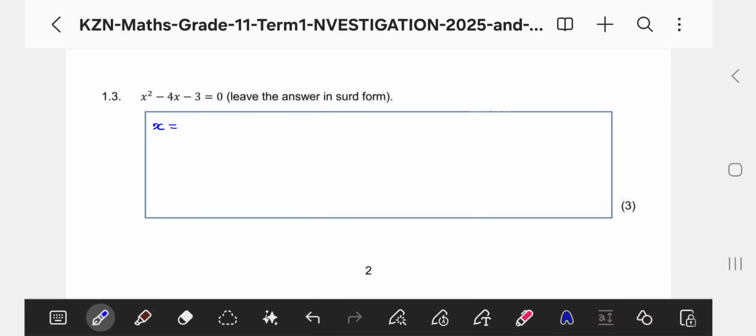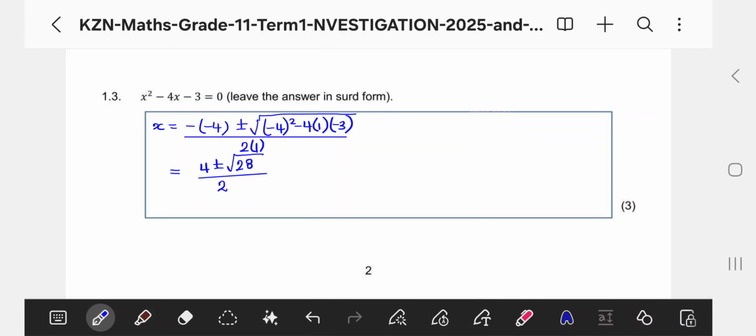So let's substitute. Negative b plus or minus the square root of b squared minus 4, a is 1, c is negative 3, all over 2a, so all over 2 times 1. Let's simplify. Negative times a negative is a positive 4 underneath the square root. So let's simplify underneath. We are going to get 28, and in the denominator, 2 times 1 is 2.